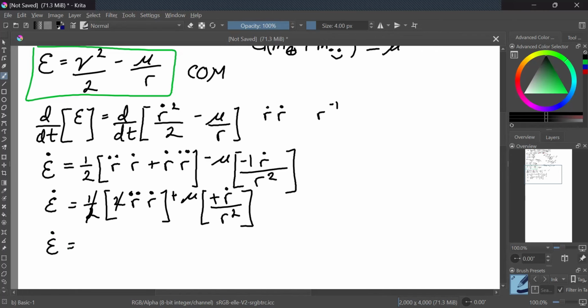So we remember what our acceleration is from the first episode, the introduction to the two-body problem. And that is going to be minus mu r over r cubed. And I'm writing it in scalar form here, not vector notation.